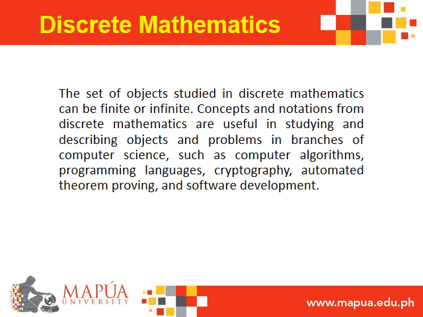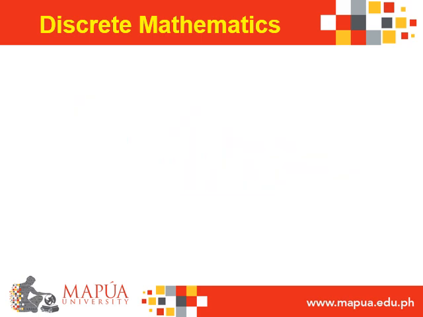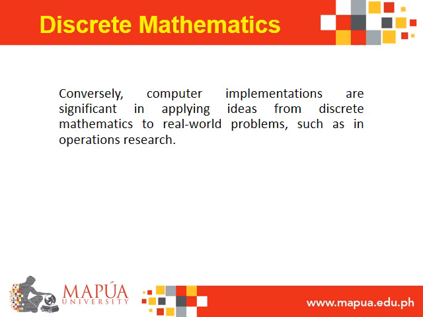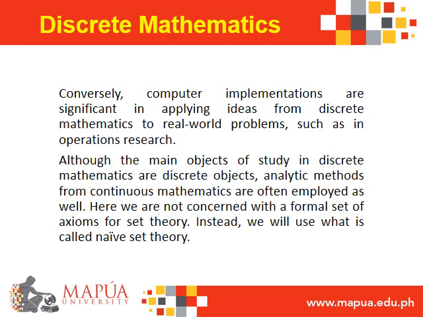The concepts and notations of discrete mathematics are actually very useful in studying and describing objects and problems in branches of computer science, such as computer algorithms, programming languages, cryptography, automated theorem proving, and software development. Conversely, computer implementations are significant in applying ideas from discrete mathematics to real-world problems, such as operations research and, in most cases, database management.